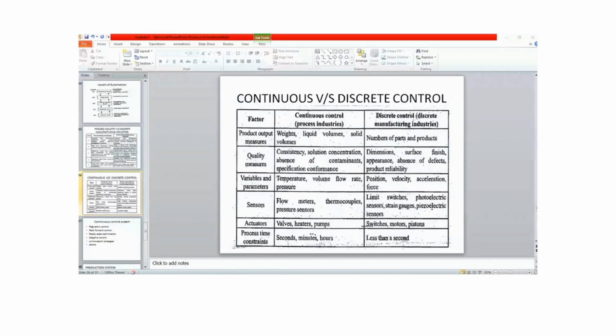But it will take time for a single component. Once the program has been executed, depending upon the type of the component, it will take a minute, or a second, or less than a minute. So it depends upon the type of work. The processing time constraints will vary. So these are the two factors. It gives the comparison between the continuous control system or process industry and the discrete control system or discrete manufacturing industry.